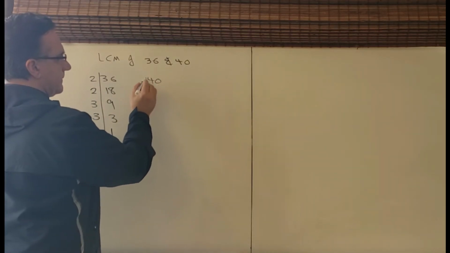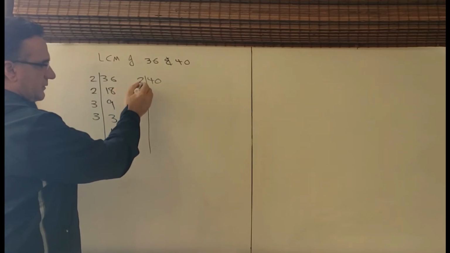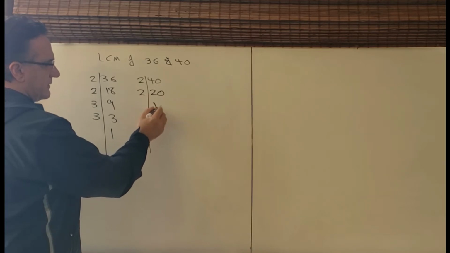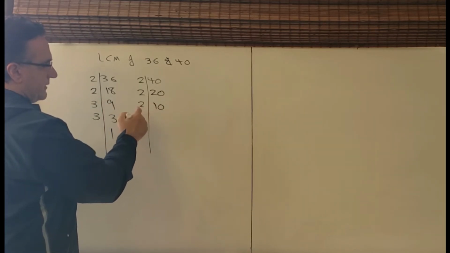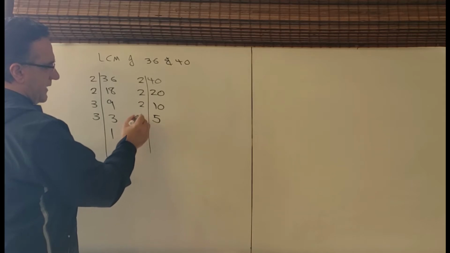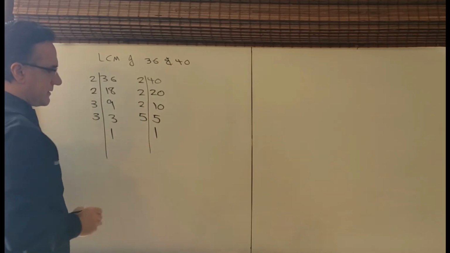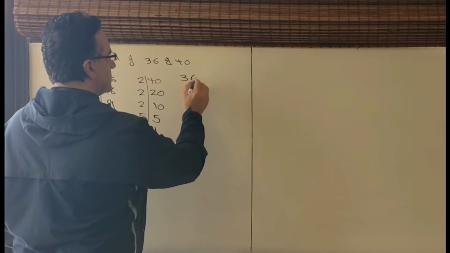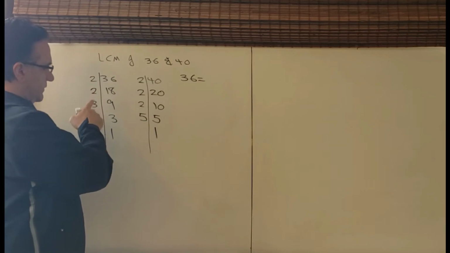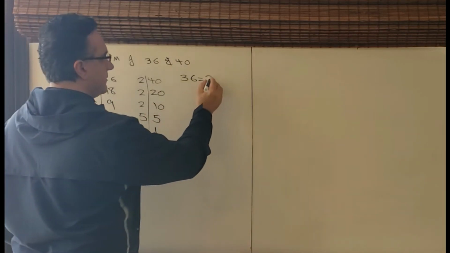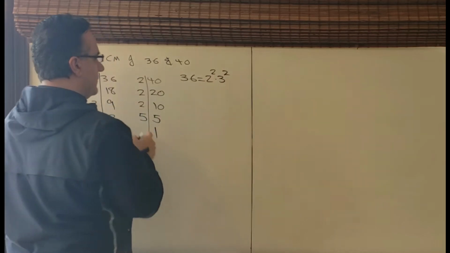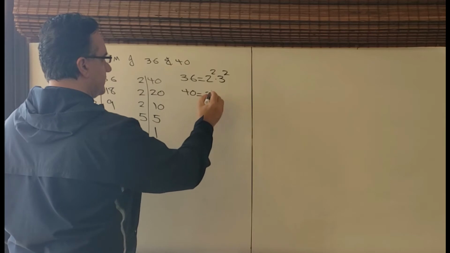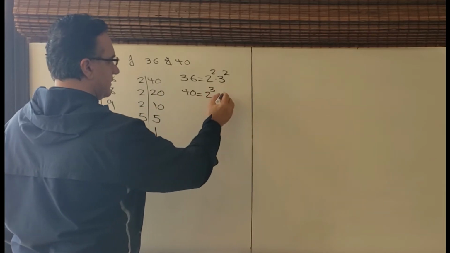For 40, we have to start with 2, and then we divide, we get 20. Again, divide by 2, we get 10. We have one more 2 in there, which gives us 5. Finally, 5 is prime, so 5 is the only prime that's going to go into it, and we get 1. So if we write the prime factorization of 36, we get 2 squared times 3 squared. And if we look at the prime factorization of 40, we have 2 cubed times 5.